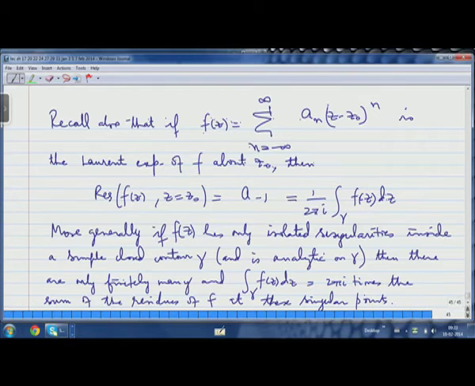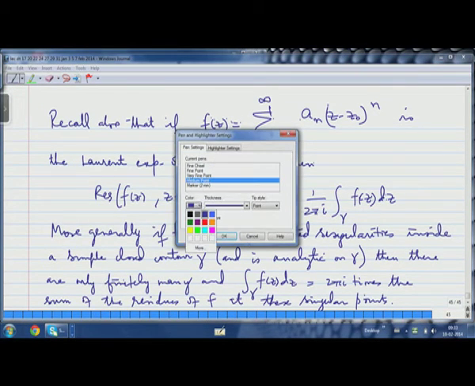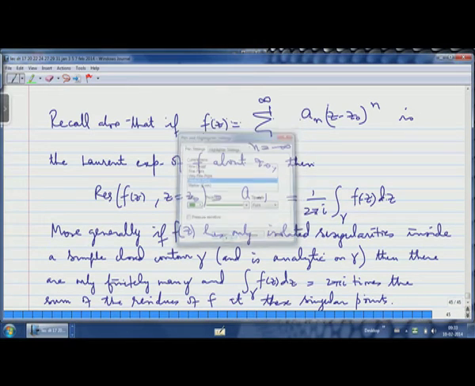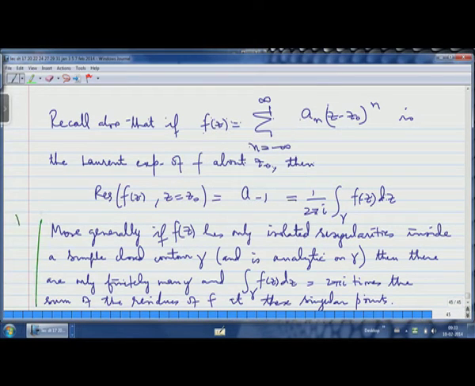So this is essentially the residue theorem. So let me write that down. So this is just the residue theorem, and well, as I told you, it's very useful to evaluate integrals of functions around a contour which have only isolated singularities inside the contour. So this is it.